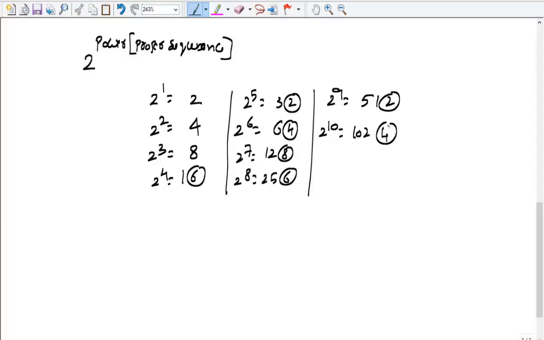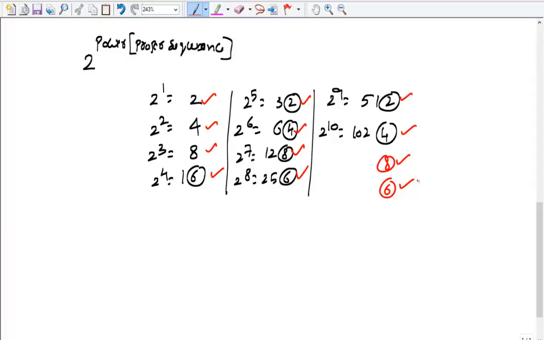Now do you see any pattern here? Yes, there is a pattern. It's going to be in a proper order 2, 4, 8, 6. Next time also it's appearing 2, 4, 8, 6. Again it's appearing 2, 4, then it must be 8 here, then it must be 6 here. There is a cycle actually.